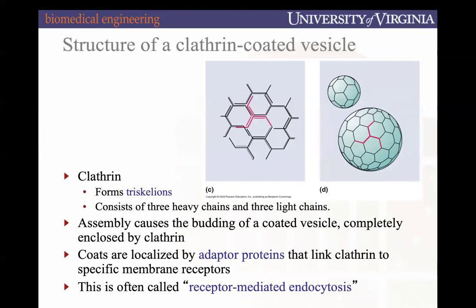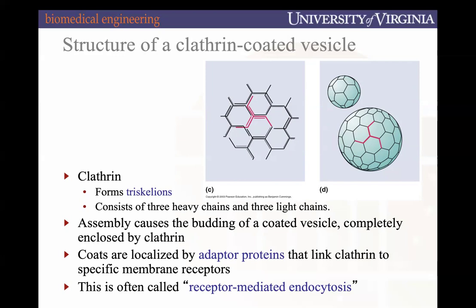It's called a triskelion. It's a three-branch structure that all webs together to form a hexagonal shape when all the clathrin proteins come together with both their heavy chains and light chains. The heavy chains and light chains are indicated here in black and red.